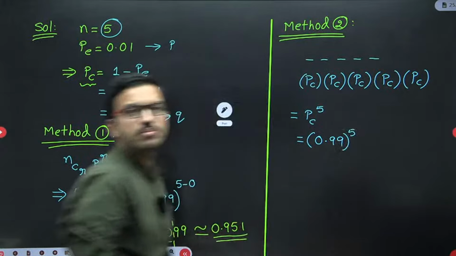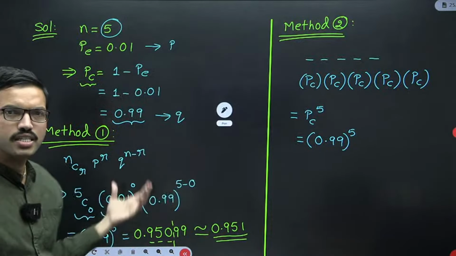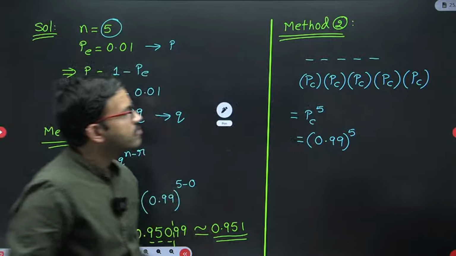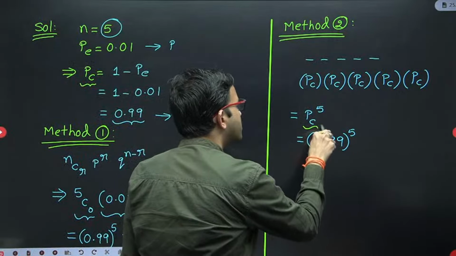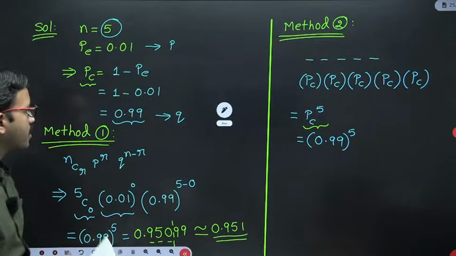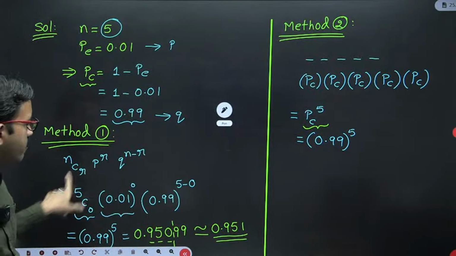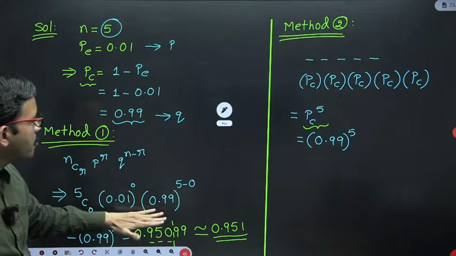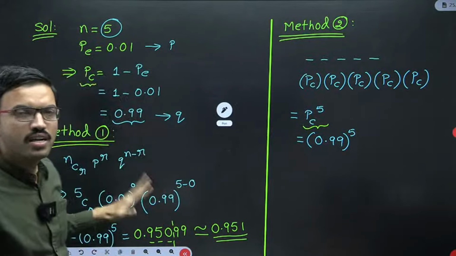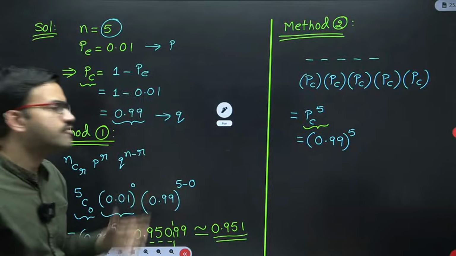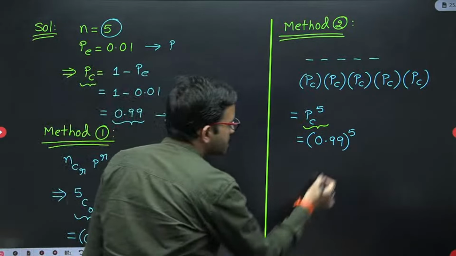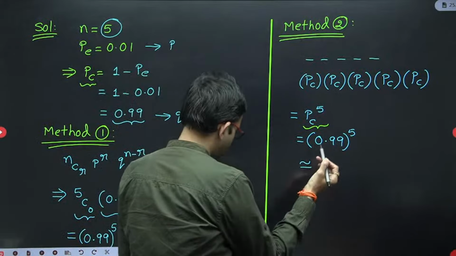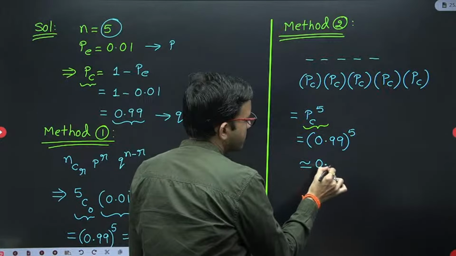Yes, once again same answer. See, this is one approach, this is another approach. With the help of this approach, whatever expression you got, that expression you can compare here. This entire value is 1. Now you got that 0.99 is nothing but PC whole power 5, exactly same. So these are the two approaches. With either approach, you will finally get the same answer. So directly I am writing the approximated value 0.951.